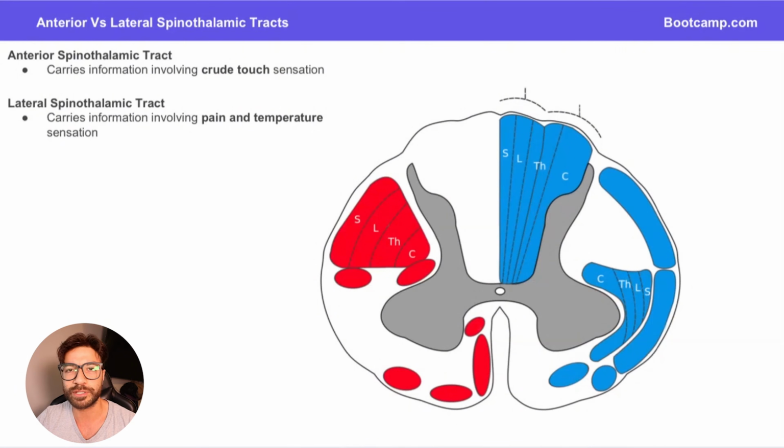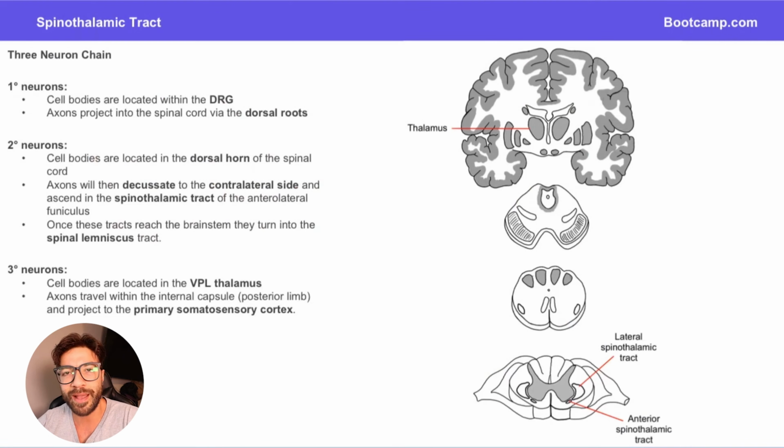Now the lateral spinothalamic tract, this is going to carry the remainder of the information, that is both pain and temperature. So now let's draw out the pathway for our spinothalamic tract. And it's going to be similar to the dorsal column medial lemniscal pathways in the sense that it has 3 neurons, except in this one, they're arranged just a little bit differently.